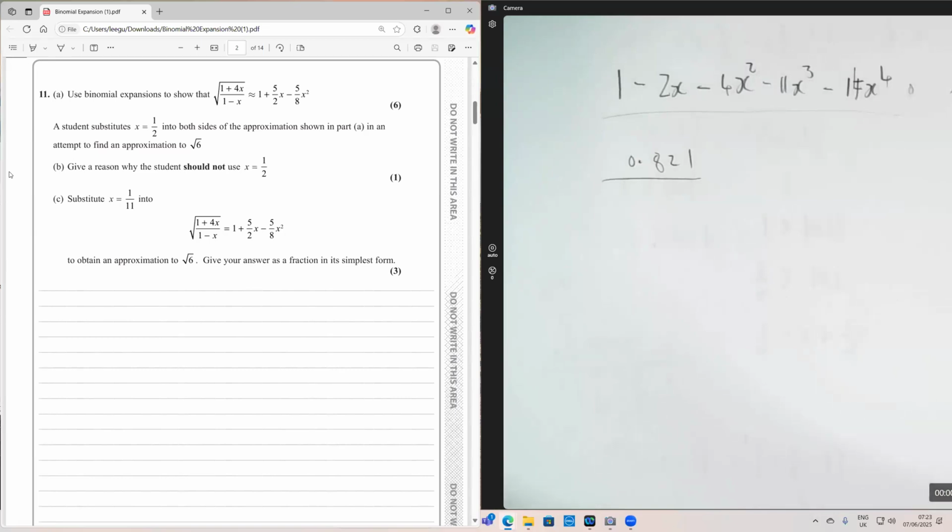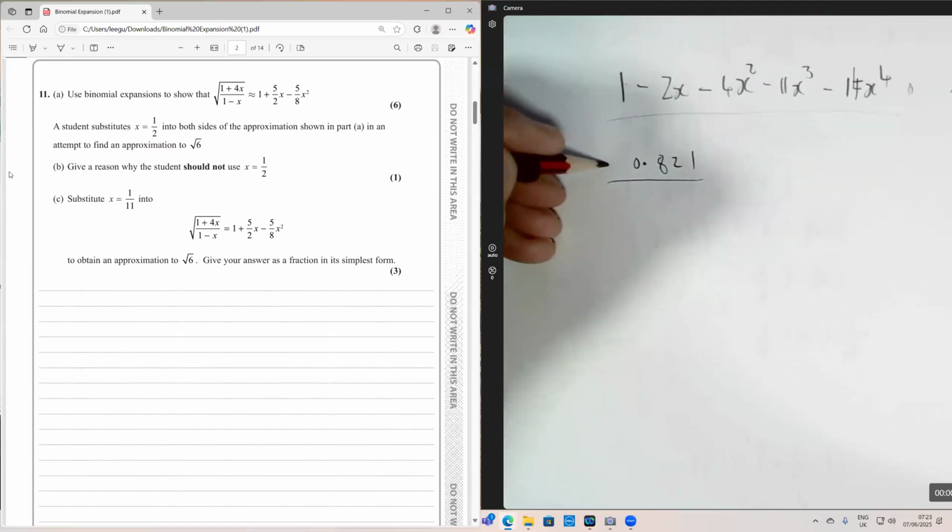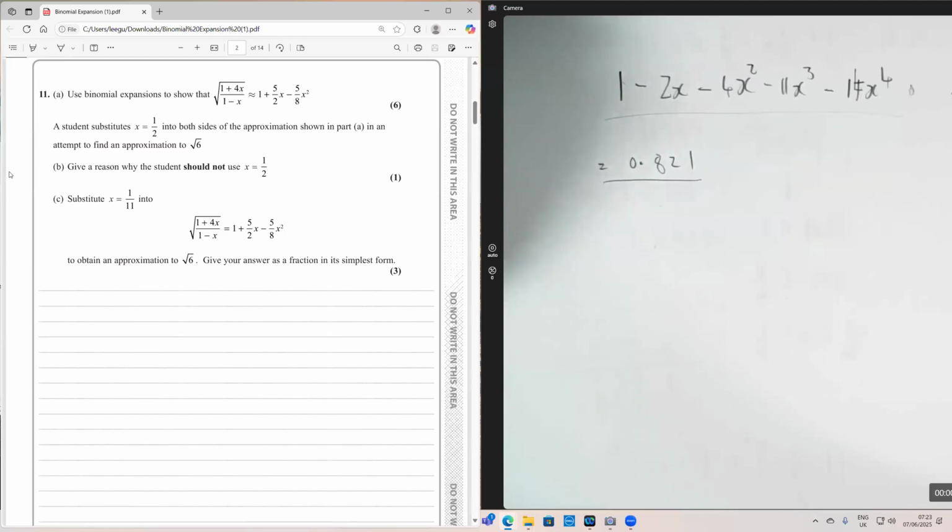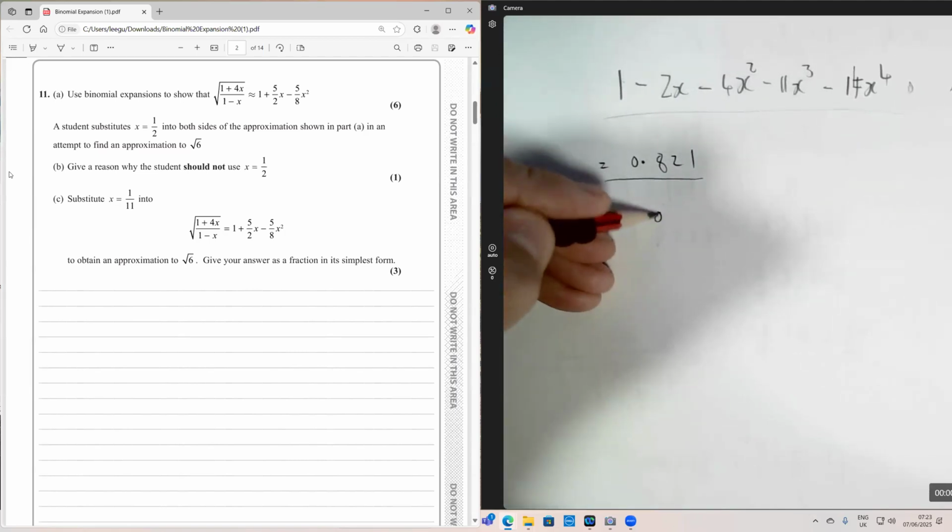They really like that. So we've got this expansion here. We've generated the first 1, 2, 3, 4, 5 terms. It's given us the answer 0.821. And the question now says, is this answer an overestimate or an underestimate of the actual value? And the answer is this one is an overestimate.